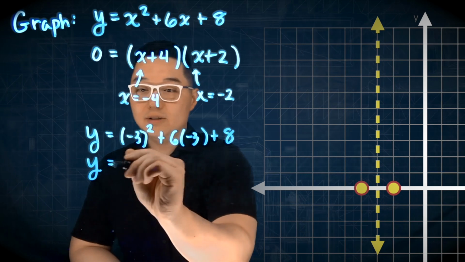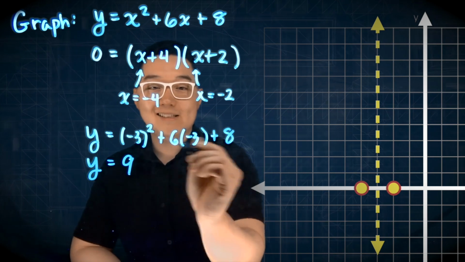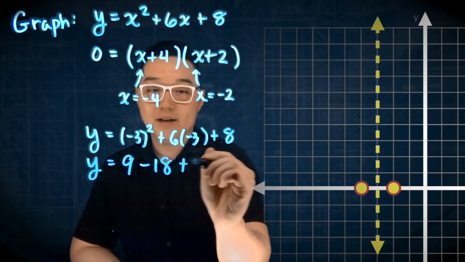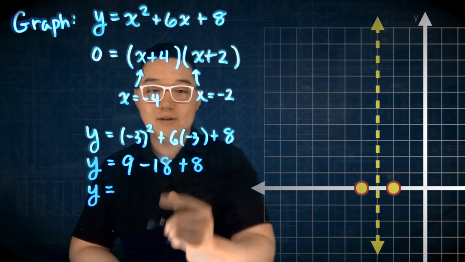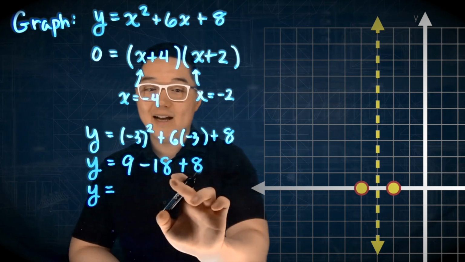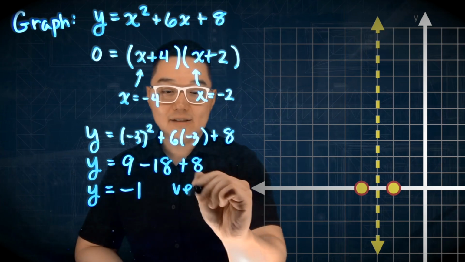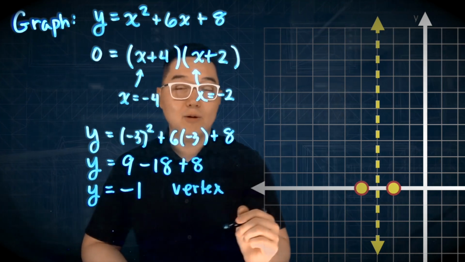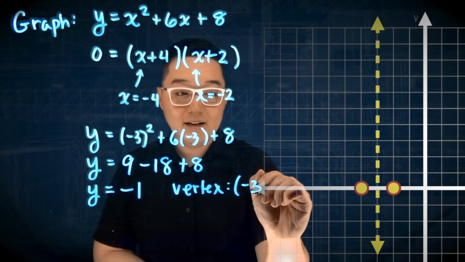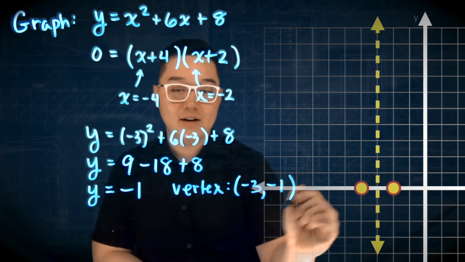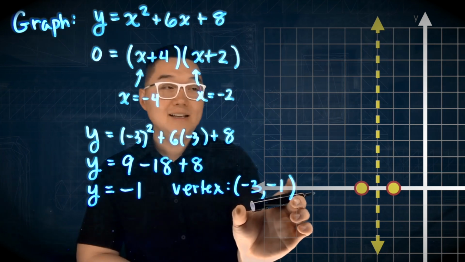So y equals -3 squared. -3 times -3 is a double negative, positive 9. 6 times -3 is -18, plus 8. Now to simplify this, we get 9 minus 18, which is -9, and then -9 plus 8 is -1. Therefore, our vertex, or the middle point of a parabola, whether it's the highest or the lowest point, must be -3 for our x, and then -1 for our y. So let's go ahead and plot this point into our coordinate plane.